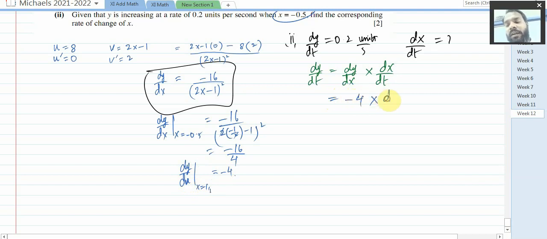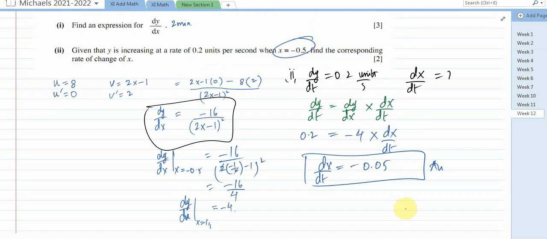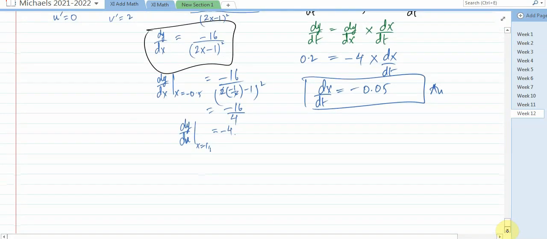We are going to use the value here, so dy over dx is minus 4. Dx upon dt is what we are looking for, and dy over dt is 0.2. Alright, so now you need to solve it. 0.2 divided by 4 with the negative sign, it's 0.05. So dx over dt is minus 0.05, and that is your answer. Alright, so after this question, moving on to the next one.